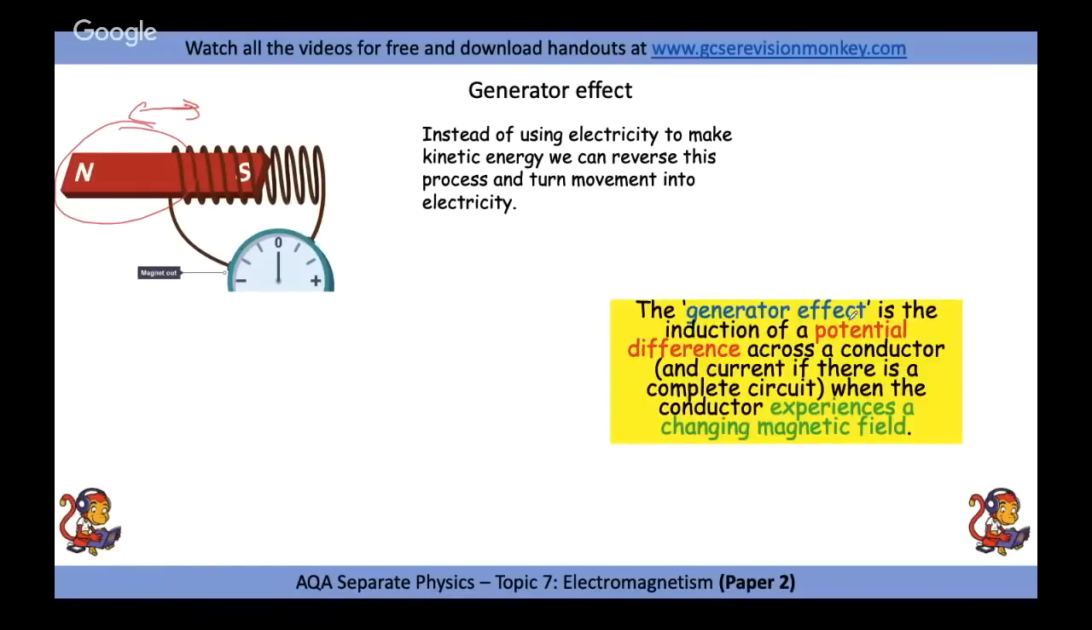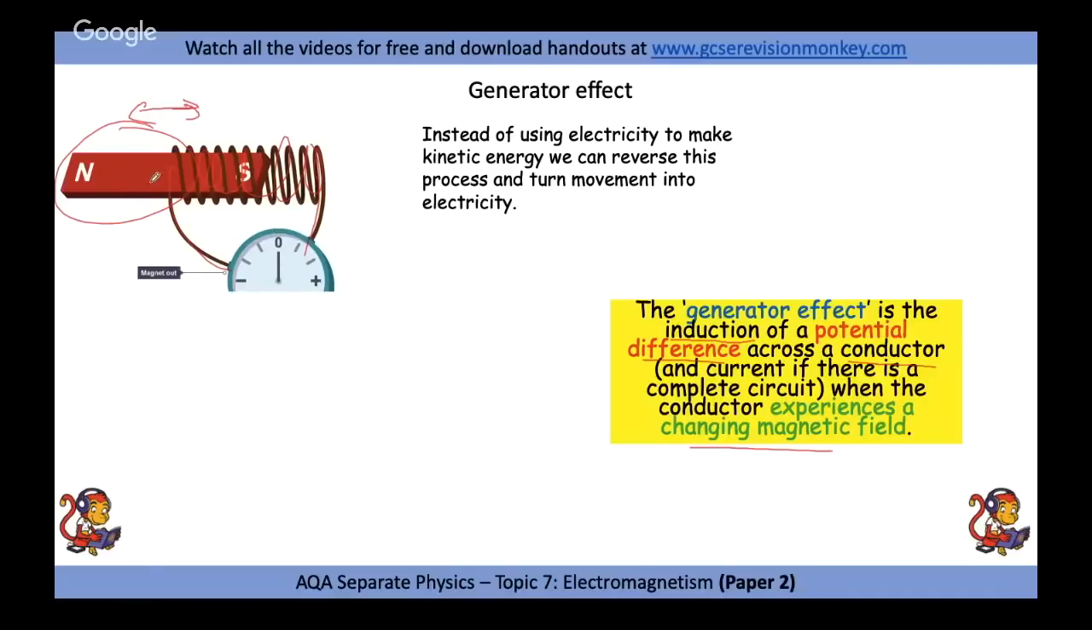Now, the generator effect is the induction of a potential difference across a conductor, the conductor being the coil of wire. Induction, meaning to induce, meaning to create, the creation of a potential difference across a conductor. Now, if I connect it in a complete circuit, current can flow. This is when the conductor experiences a changing magnetic field. So I'll say this again, the generator effect is when I induce a potential difference in a conductor, when that conductor is experiencing a changing magnetic field.